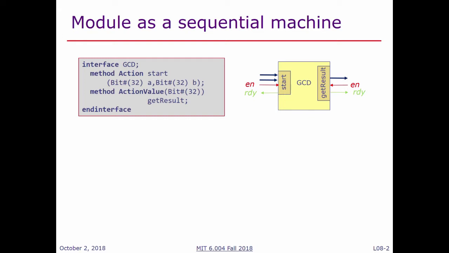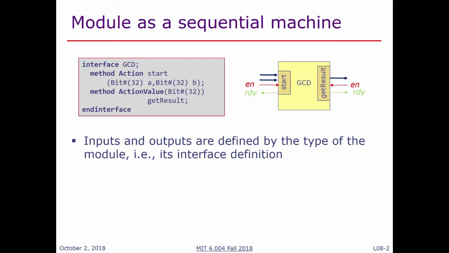So let me start out with interfaces again. Whenever we have a hardware module like GCD, it has two methods, start and get result. Start has two inputs, A and B, which of course I haven't written here, and an enable signal and a ready signal. Similarly, get result has a ready signal coming out, saying the result is ready, and when you pick it up, you have to enable it. Then get result will be given to you at that point.